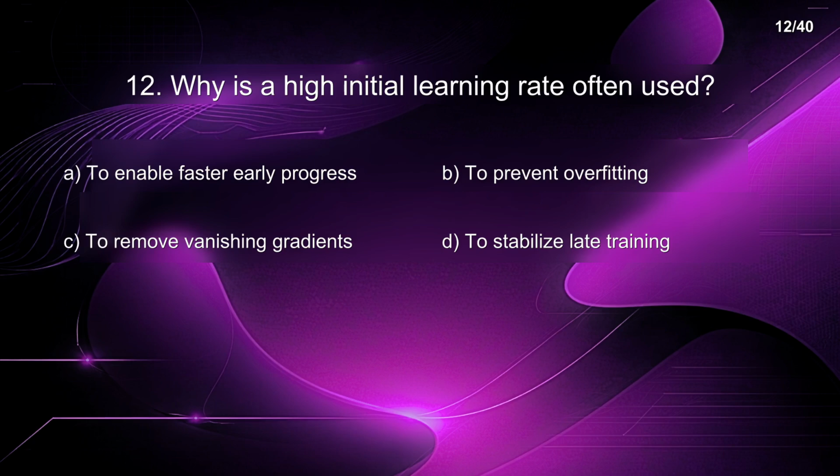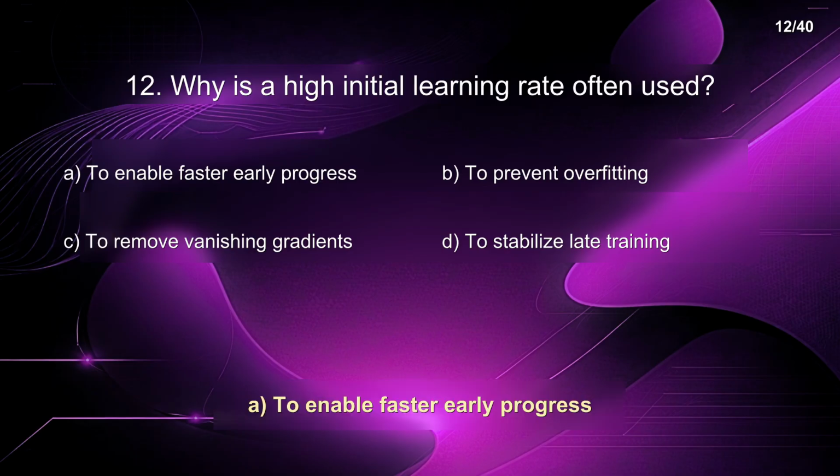12th question. Why is a high initial learning rate often used? A. To enable faster early progress. B. To prevent overfitting. C. To remove vanishing gradients. D. To stabilize late training. Correct answer is A. To enable faster early progress.